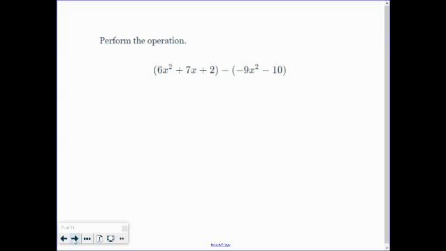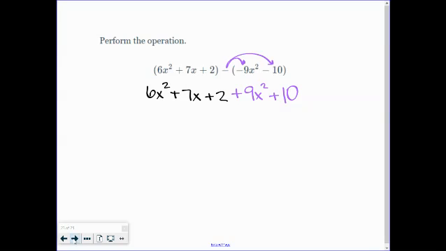Okay, remember, with subtracting, we have to distribute that negative all the way to both pieces. So when I do that, now I can drop parentheses. I've got 6x squared plus 7x plus 2, but now I've got plus 9x squared plus 10, right? Because negative 10 to negative makes a positive.